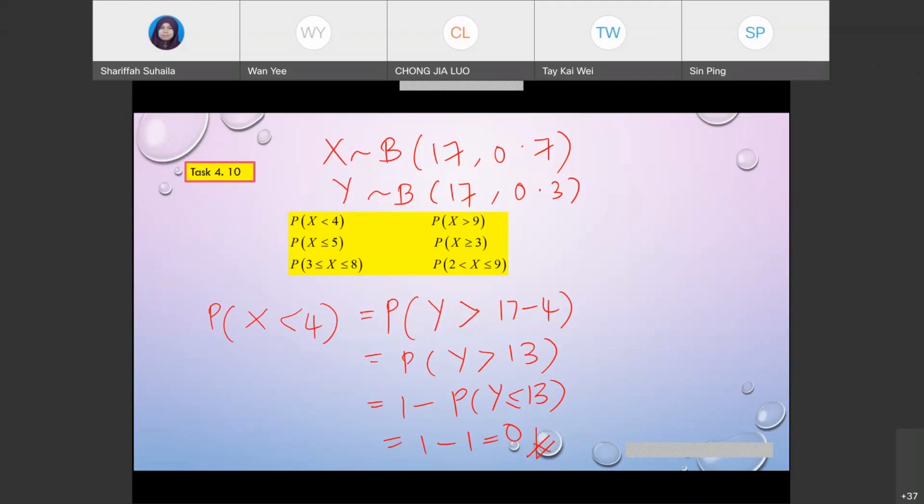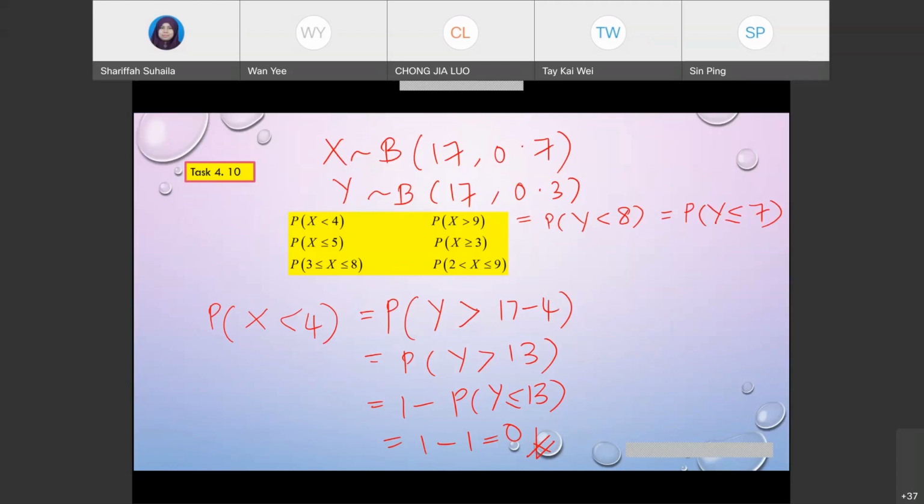Okay, now try probability x greater than 9. The same thing: you change to y. So greater than 9 should be y less than 17 minus 9. Then you try to find the value from your stats table. Let's say you have this one, 8. So y less than 8 should be less than or equals to 7. Okay, does not include 8. So less than equals to 7.